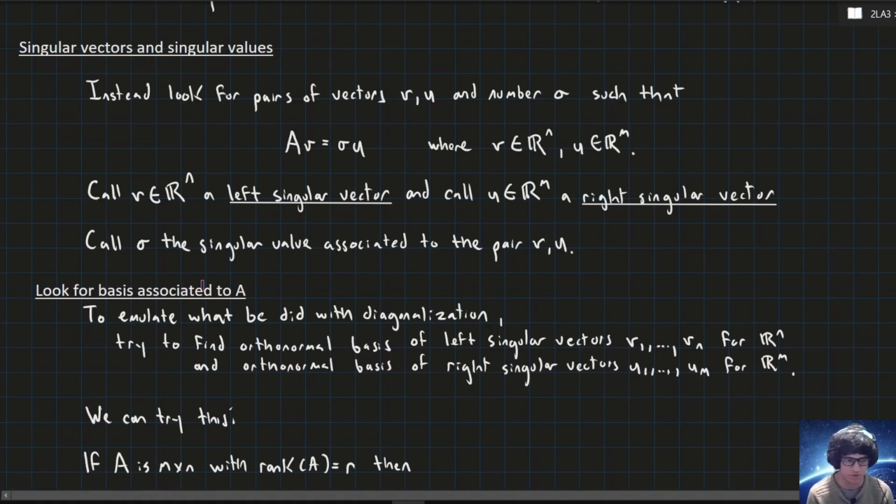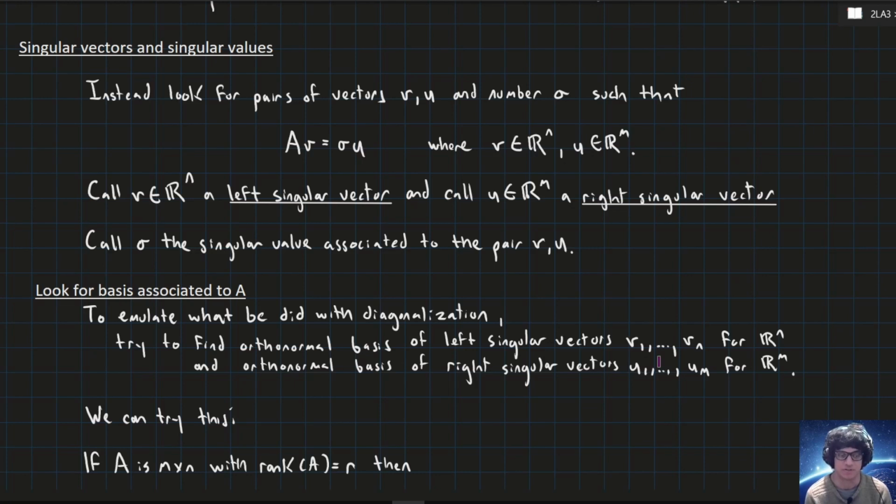If we want to emulate what we did with diagonalization, we're going to want to find an orthonormal basis for Rn made of left singular vectors, and an orthonormal basis of Rm made of right singular vectors. Remember, with regular diagonalization, we looked for n many eigenvectors that were a basis for Rn. And with orthogonal diagonalization, we looked for n many orthonormal eigenvectors that were a basis for Rn.